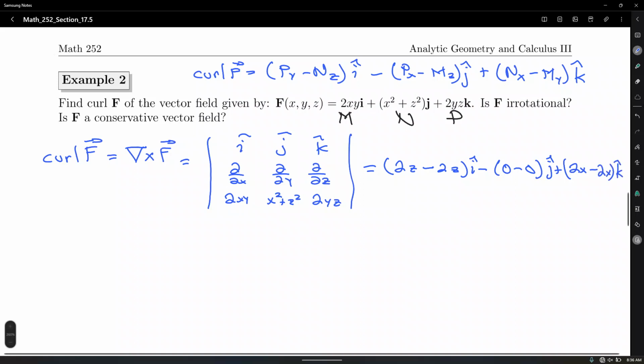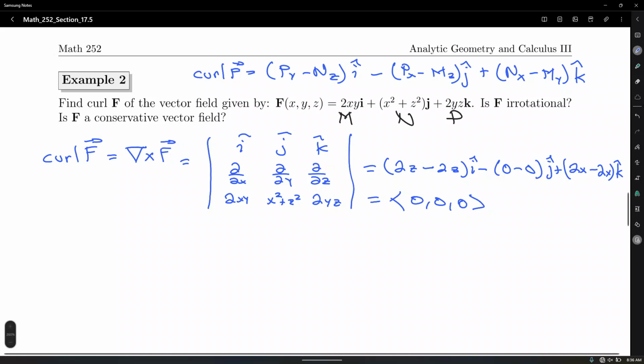Okay, right? What's the result here? Zero. The zero vector. Again, the curl acts on a vector to produce another vector, alright? So, 0, 0, 0.